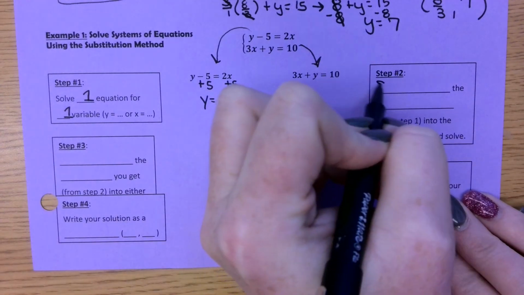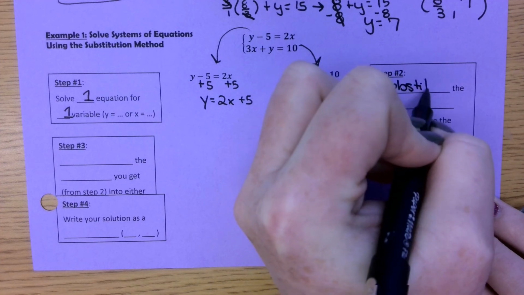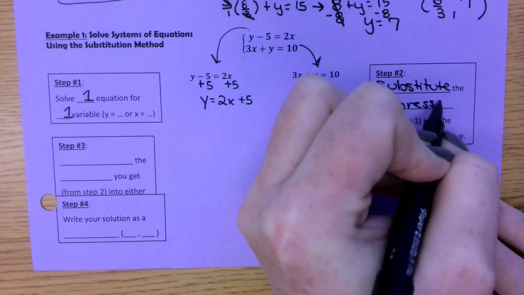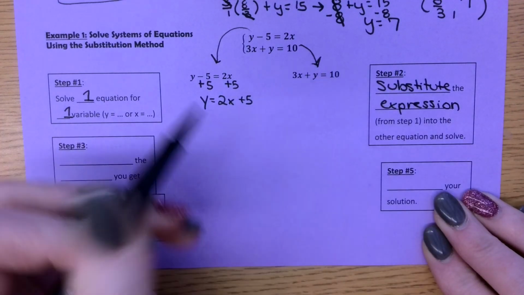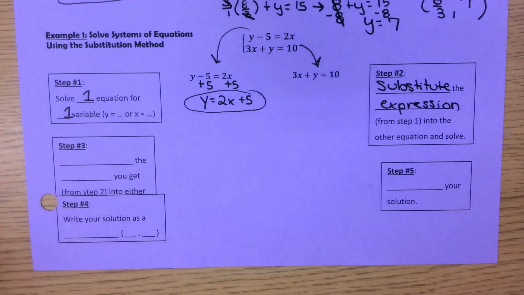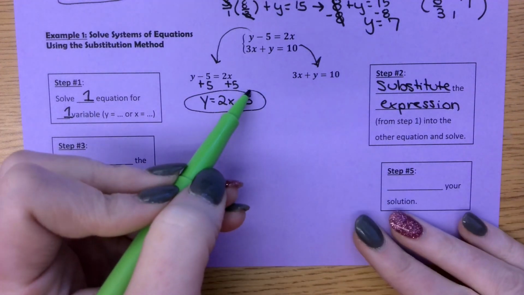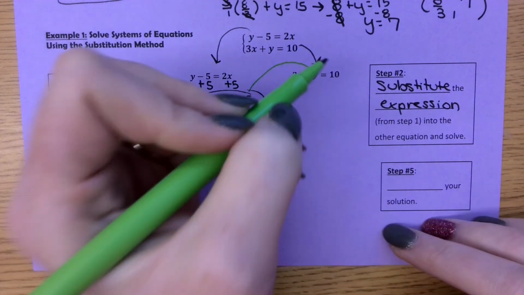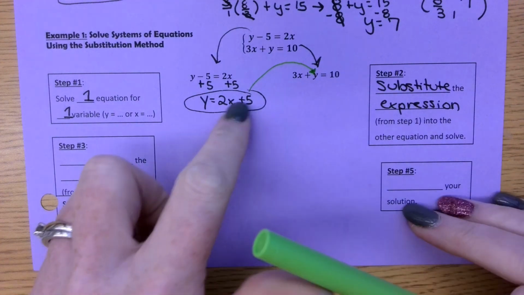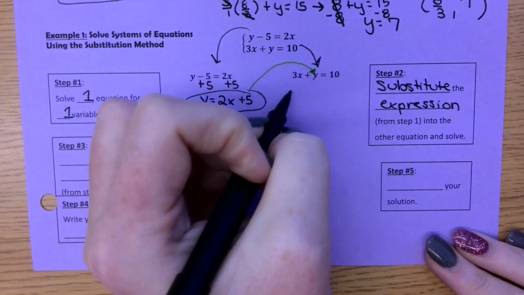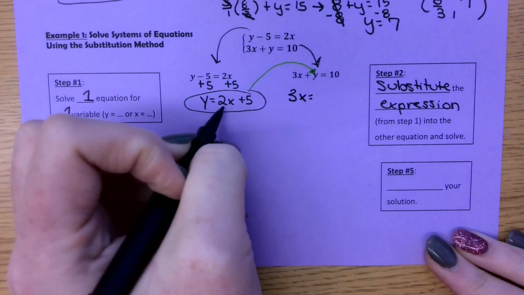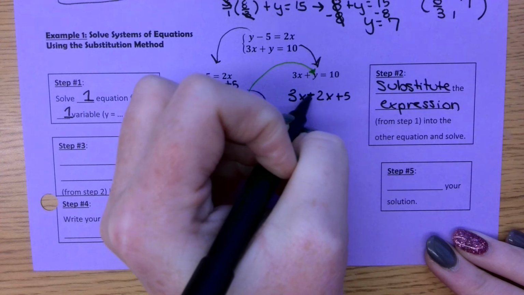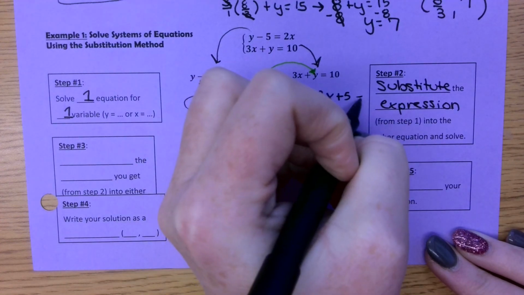Our next step is substitute the expression that you got from step 1 into the other equation. So I'm going to take this solution for y and put it in this equation right here. Okay, I'm going to substitute it in, replace that y with the 2x plus 5. So I write 3x plus, well, y is 2x plus 5, equals 10.